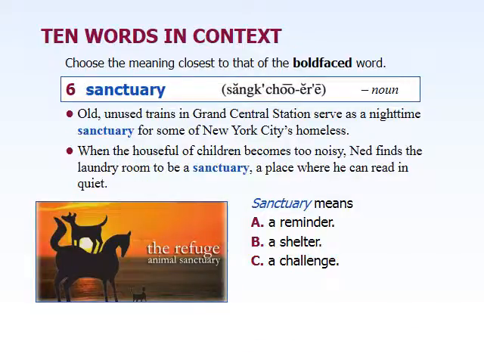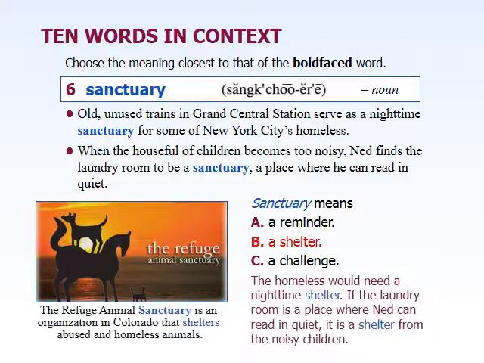Our next word here is sanctuary, and this is a noun. Old unused trains in Grand Central Station serve as a nighttime sanctuary for some of New York City's homeless. When the house full of children becomes too noisy, Ned finds the laundry room to be a sanctuary, a place where he can read in quiet. So a sanctuary is a shelter, but normally it means more than just a shelter, because a house is a shelter, but it's not necessarily a sanctuary. A sanctuary is a place where either you go to find protection, or a place where you go to find peace or quiet or something like that.